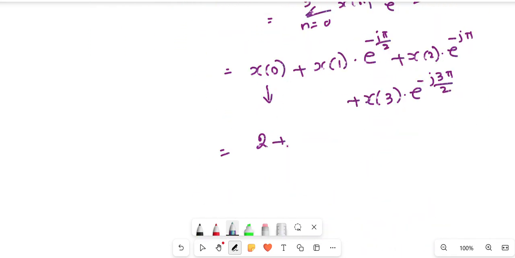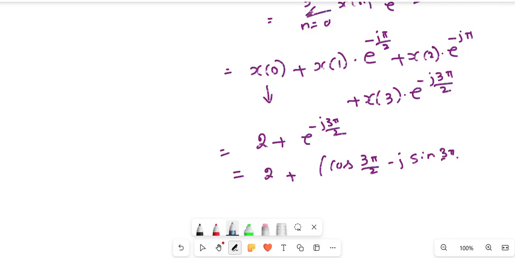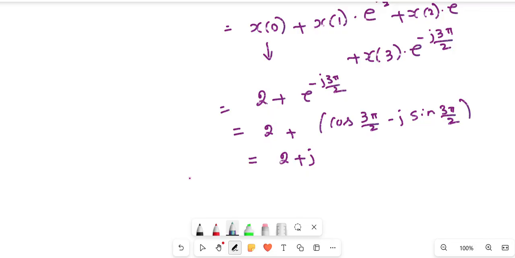So 2 plus e power minus j 3 pi by 2. You can write 2 plus cos 3 pi by 2 minus j sin 3 pi by 2. So cos 3 pi by 2 minus j sin, so minus j times minus 1, you will get plus j. So 2 plus j. So x of 1 is equal to 2 plus j.